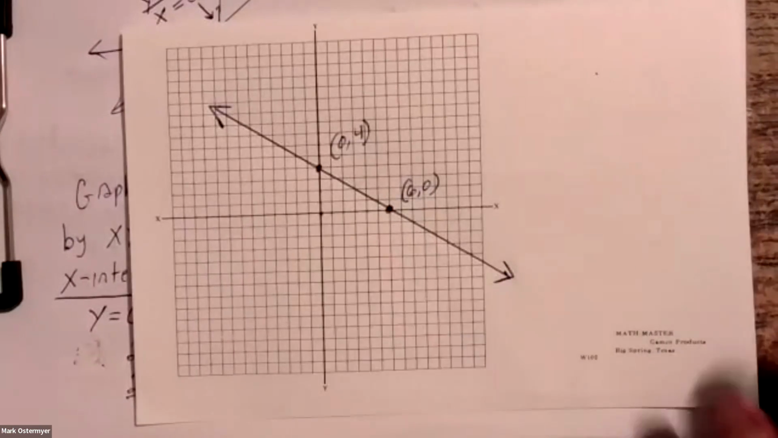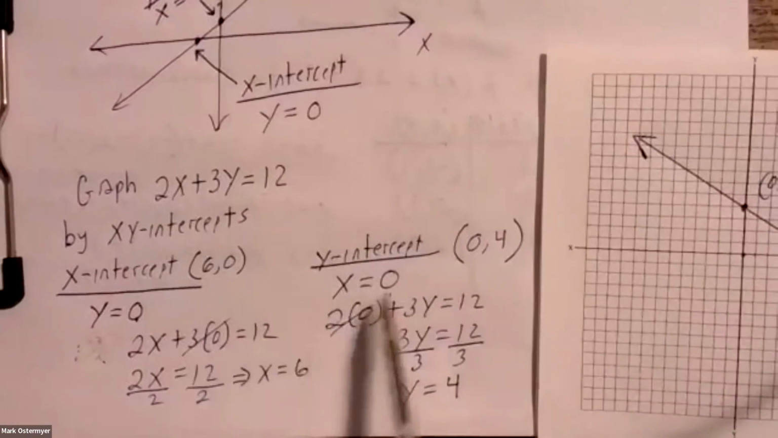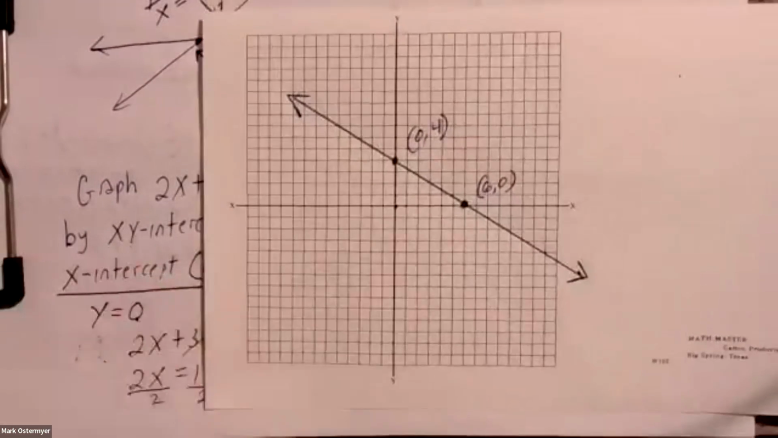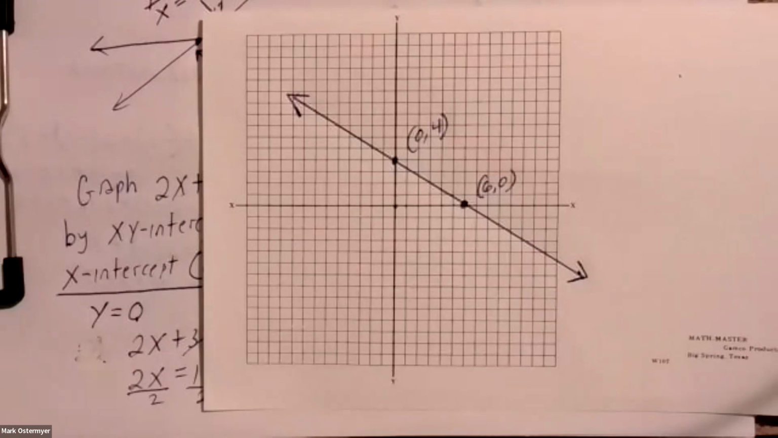Any questions how I graphed this linear equation by using the x-y intercept method? Does that make sense? So that's another popular way to graph a linear equation or function, is to compute its x and y intercepts. Any questions about that method? Okay.